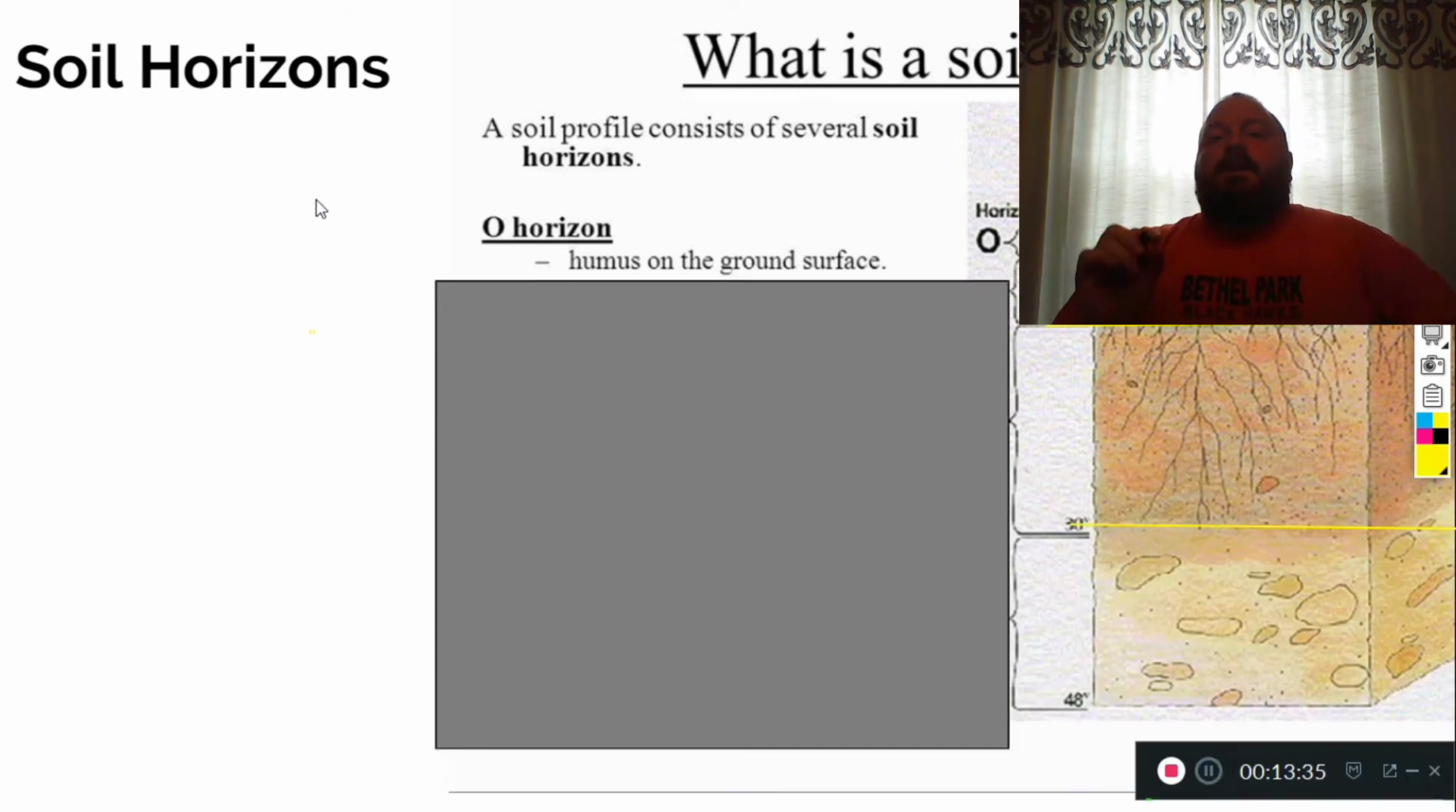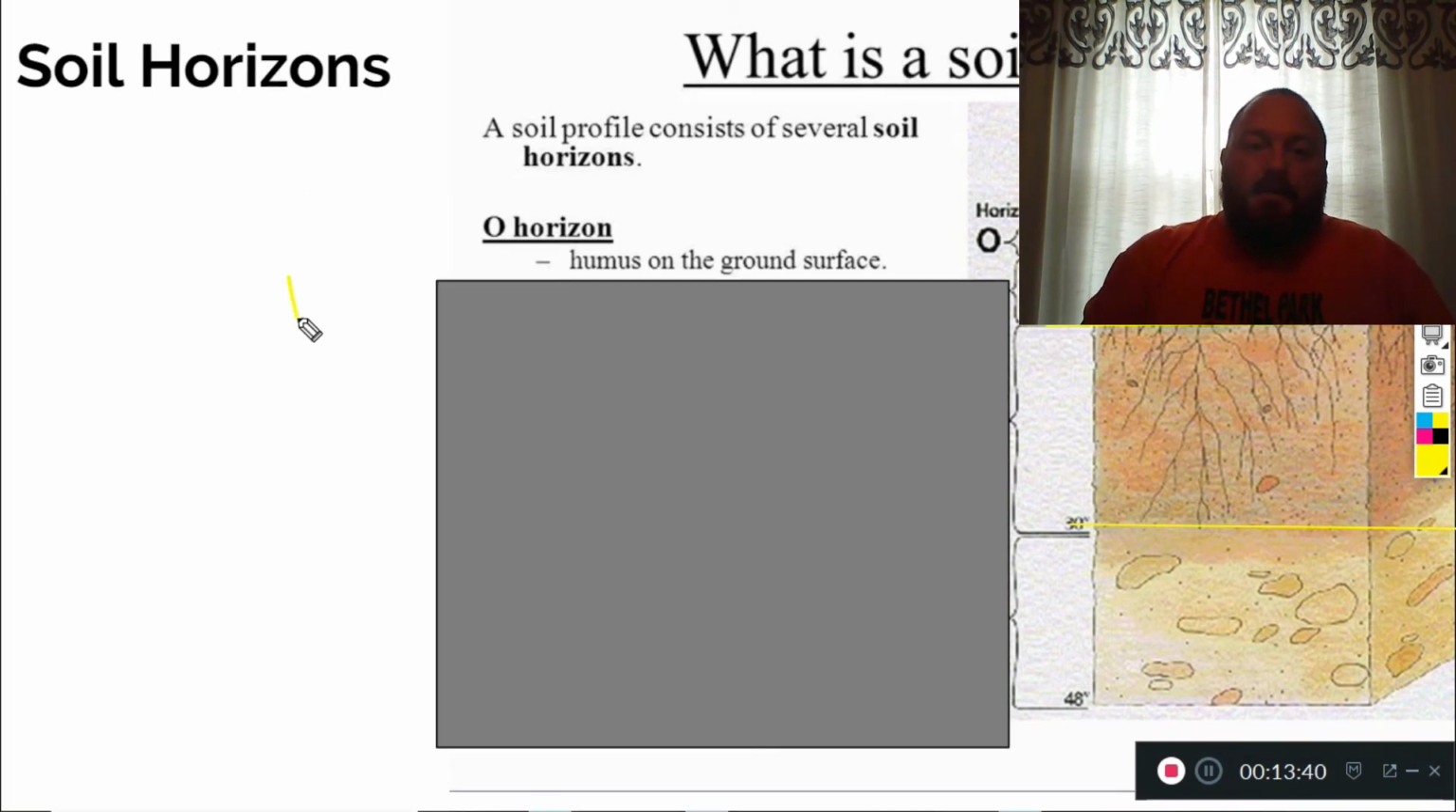So our first horizon is the O horizon. The O horizon is not true soil. Make sure you note that. It's not soil. The O horizon is just organic material, and that's why it's called the O horizon. So the O horizon is the organic material or the humus on the surface of the ground.